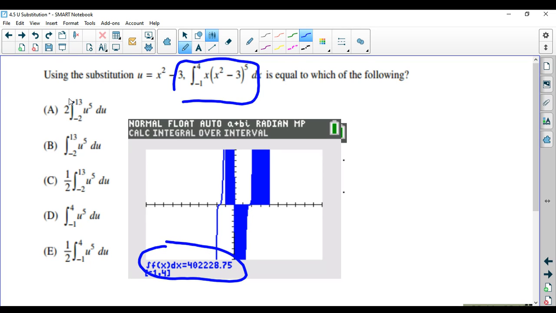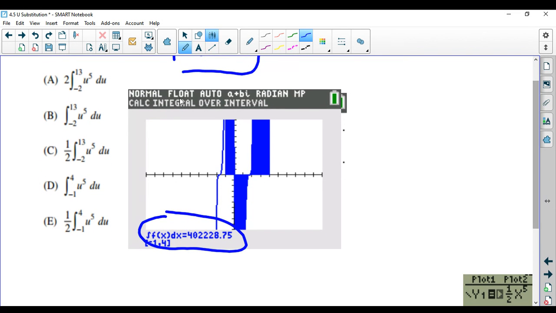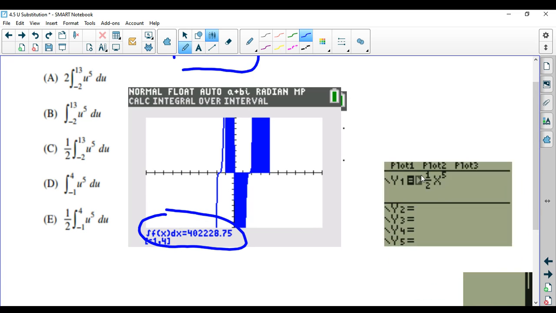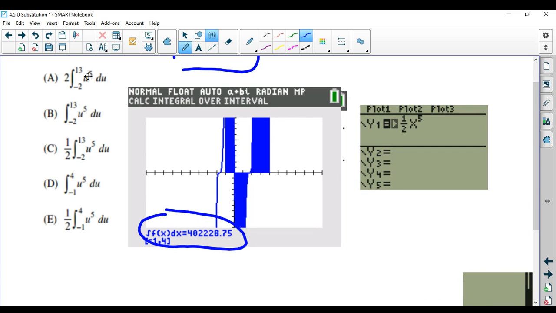Then you could take all of these and do the same thing and figure out which one gives this same answer. That's probably a longer way to do it, but it's surefire here. It's just asking for an equivalent integral. So I got down to this one. Remember, if you're going from -2 to 13, you're going to have to zoom out because the calculator only goes up to 10 here. So I did that.